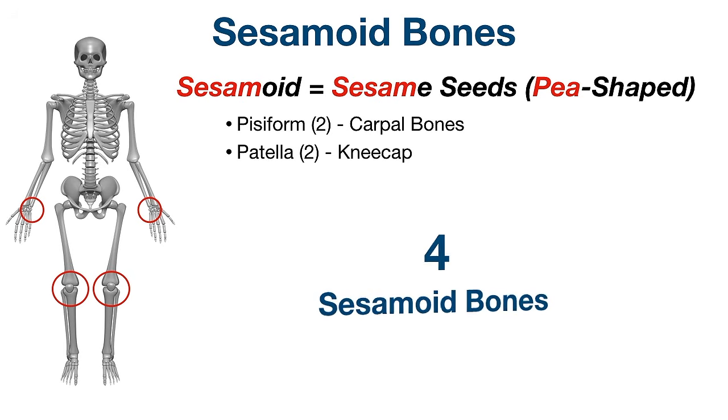Therefore, the average adult has 4 sesamoid bones. Nearly everyone has 2 patella and 2 pisiform bones, which is why they're counted in the 206 bones. But some people can also have additional sesamoid bones in the tendons near the joints of the hands or ankles.